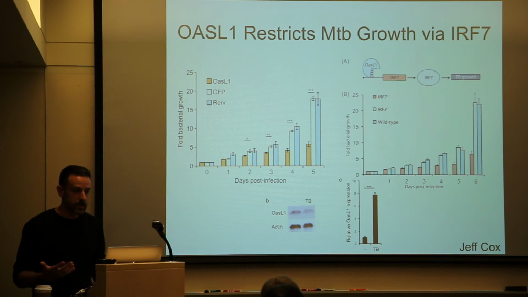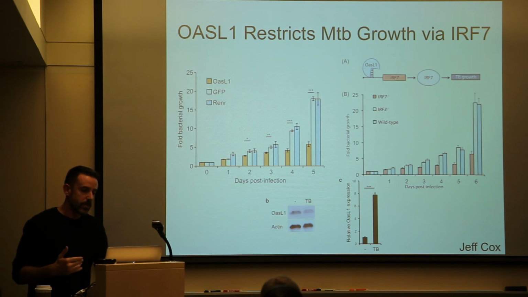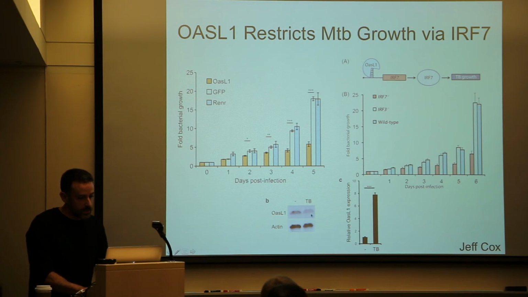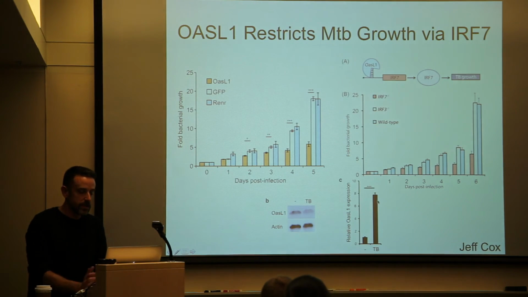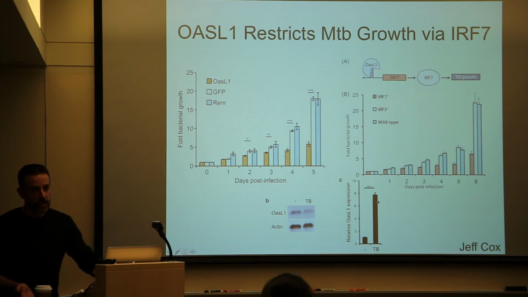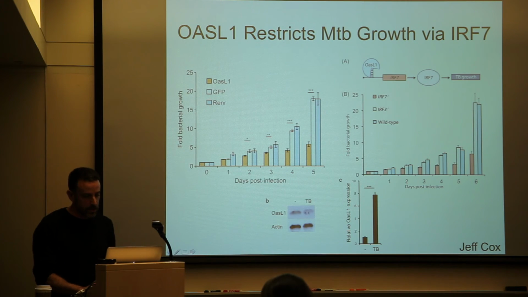And one of those hits that was in the top 10 is a protein called OASL1. And when you overexpress that protein, it restricts MTB growth. And they were able to show that it's related to IRF7. And then what was interesting is if you look at the protein, it's actually not changing all that significantly. It's being degraded to some extent. But at the mRNA level, OASL1 is an interferon-stimulated gene. So the mRNA level is increasing something like 8-fold or 10-fold, but the protein is actually decreasing.